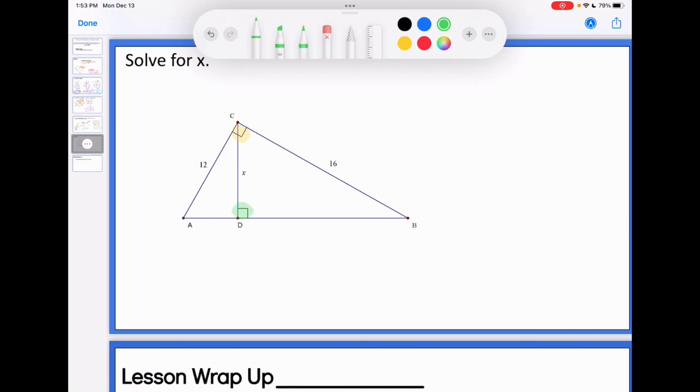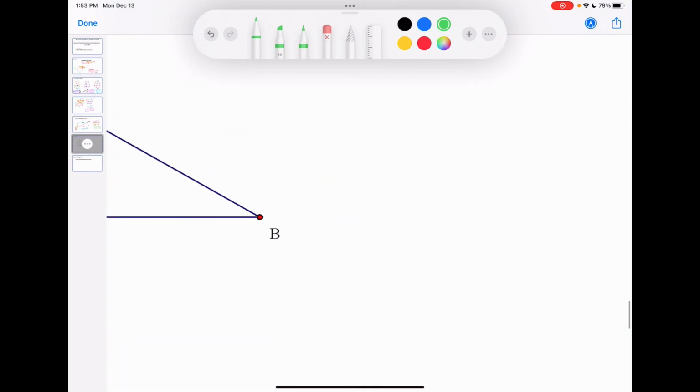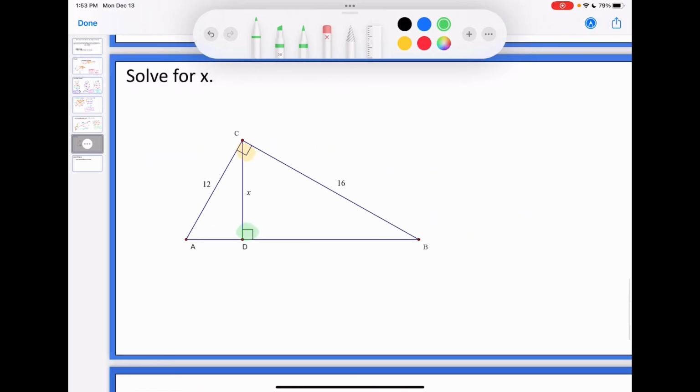Let's look and see what we've got here, though. Ooh, okay, down the mountain to the left is 12. Down the mountain to the middle is x. That's what I'm trying to find. Gosh, sorry, guys. I don't know why it's jumping around so much today. Down the mountain to the right is 16, but I have nothing on the bottom.